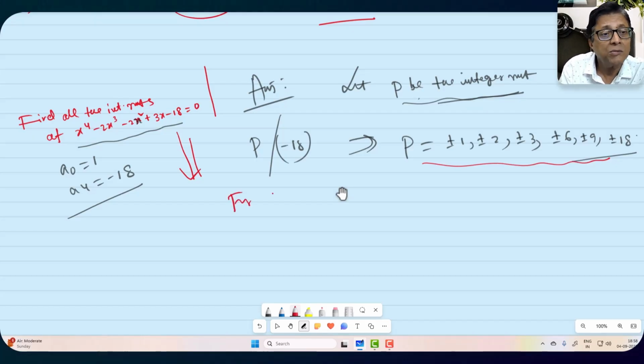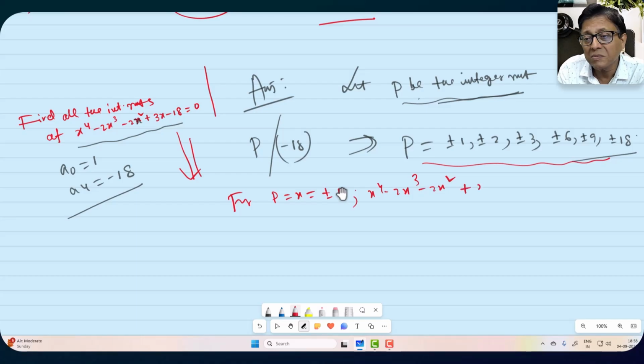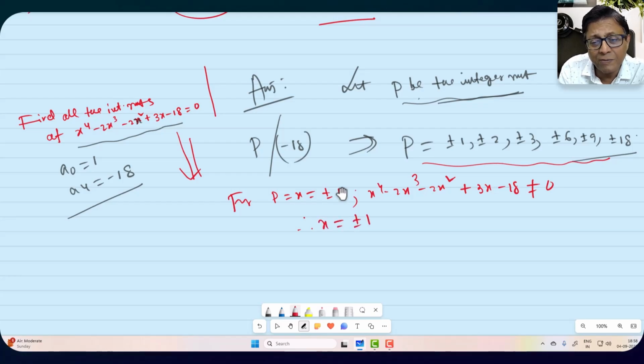For p, x equal to plus minus 1. This is our common sense. It can never be 0 because minus 18 is there. That x^4 minus 2x^3 is not equal to 0. Therefore, x equal to plus minus 1 are not the roots. This is not a good approach. You should start with separately.